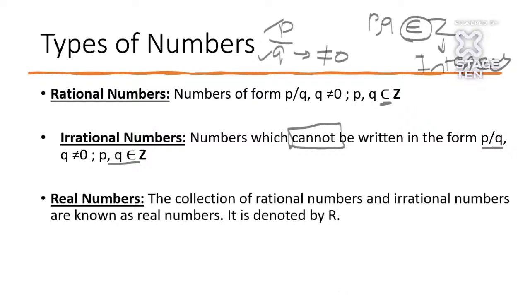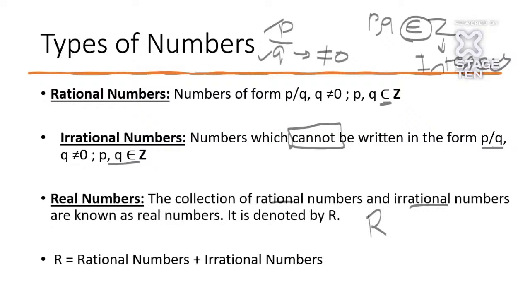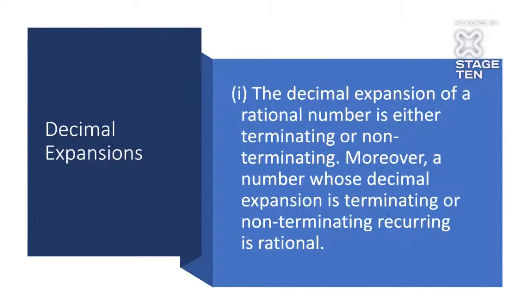Next come real numbers. Real numbers are the collection of rational numbers and irrational numbers, and they are denoted by R. When I talk about real numbers, I'm talking about rational as well as irrational. Rational plus irrational numbers give me the whole combination of real numbers. Real numbers have decimal expansions, meaning when I convert them into decimals, they give me a termination.